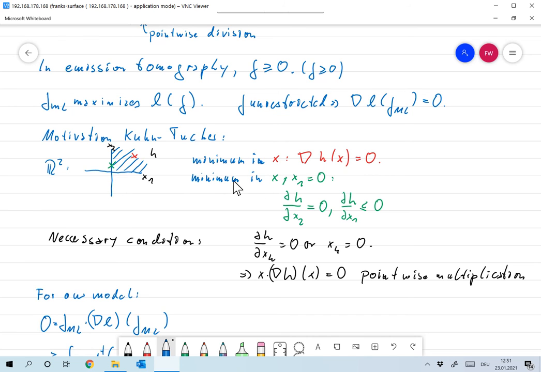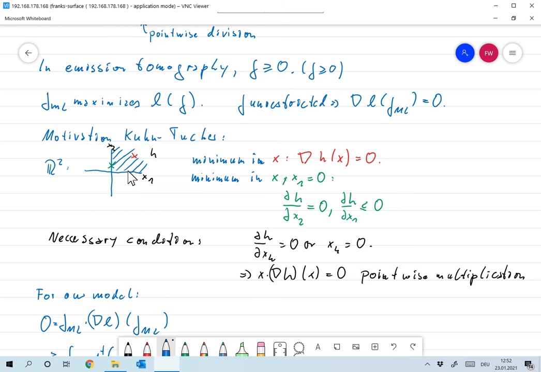Now, let's assume for a second that we have a maximum at the green point here. There we have that x1 is equal to zero. Now let's look at the x2 direction. So I can go up and down here. So if that is a maximum over here, there's only one chance: the derivative of h with respect to x2 must be zero. But on the other hand, for the x1 direction, I cannot go left, because x1 smaller than zero is forbidden. I can only go to the right-hand side. And for h to have a maximum in that green point x, we only need that the function decays in direction x1. So if I go right, the function must decay.